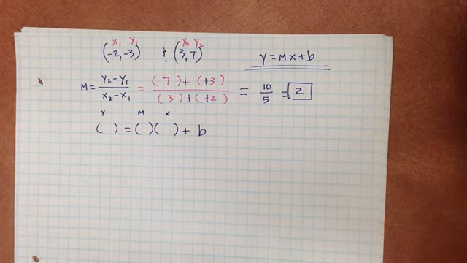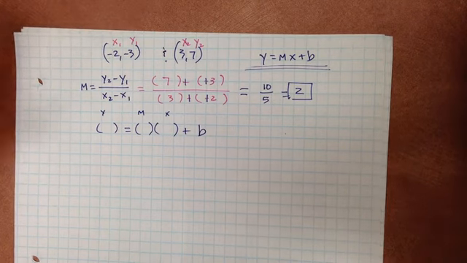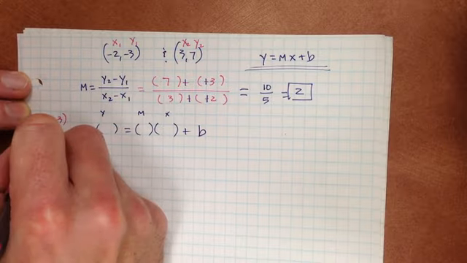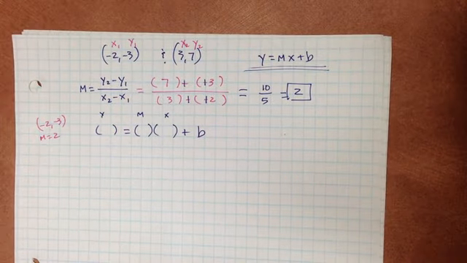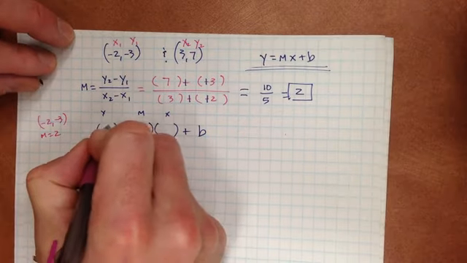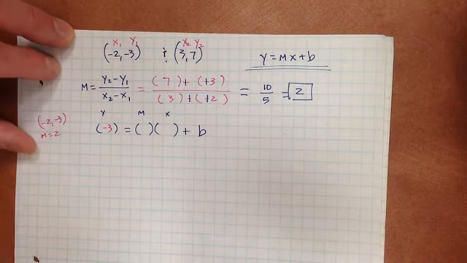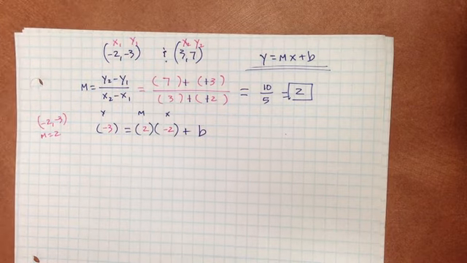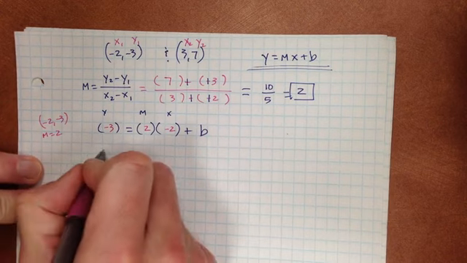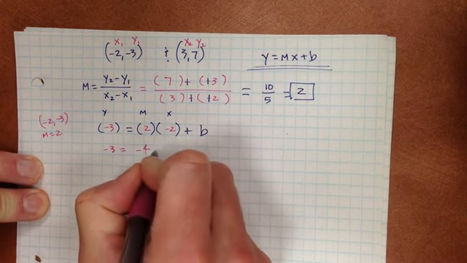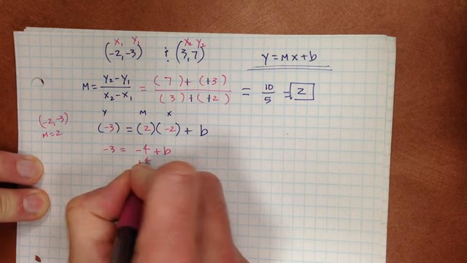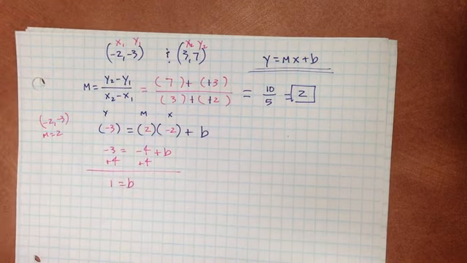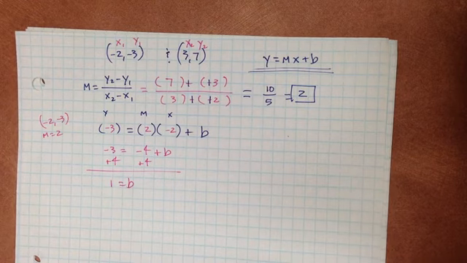Now let's just say we pick our first point. Like I said, it doesn't matter, so let's take the point of -2, -3, and we have an m value of 2. We can sub right on in here. So my y value is -3, my m value is 2, and my x value will be -2. So let's clean this up and see what happens. -3 equals -4 plus b. Add 4. 1 equals b. We have a y-intercept of 1, just like we found graphically.